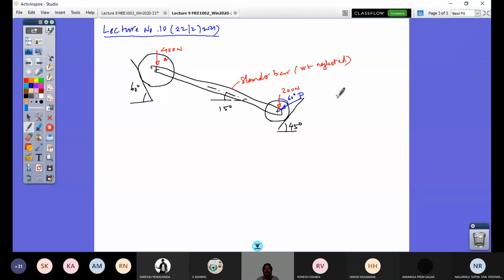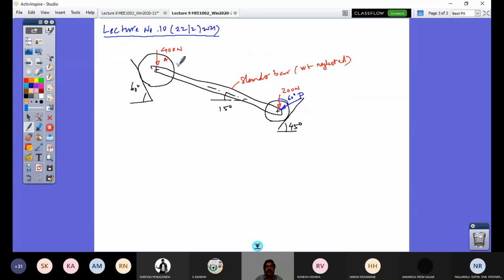So in order to maintain the configuration shown of a connected system of two discs by a slender bar, what is the force P required, which is acting 60 degrees to vertical? That's the question. How do you solve this problem? Also find out the reaction at all the connection points. In such cases, you should solve this problem by dismembering.